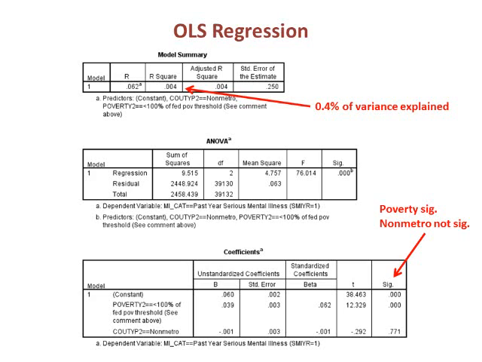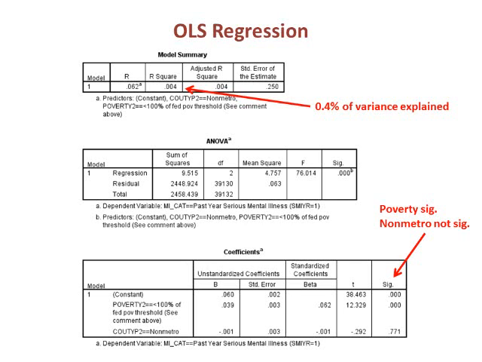The old solution to this problem was to use ordinary least squares regression. In this model, the predicted value for each observation becomes the probability that the person has a severe mental illness. Here we see a model that finds that poverty is statistically significant and non-metro residence is not. The model explains only 0.4% of the variance.